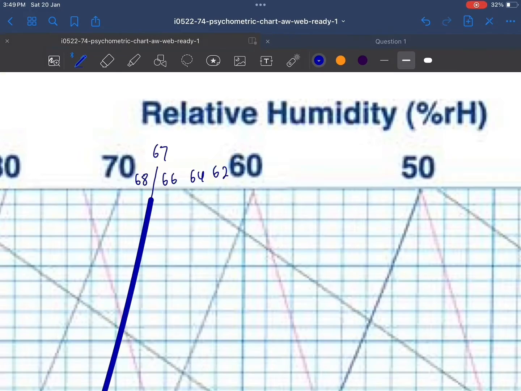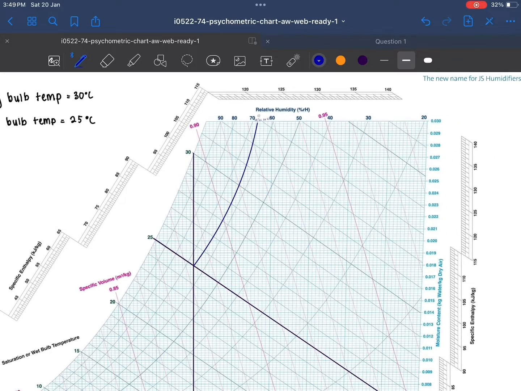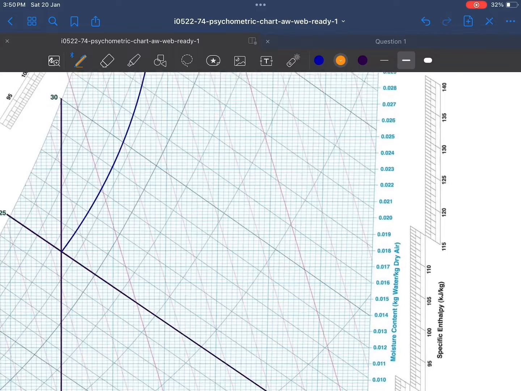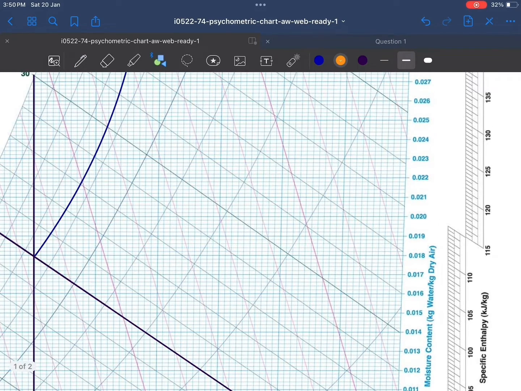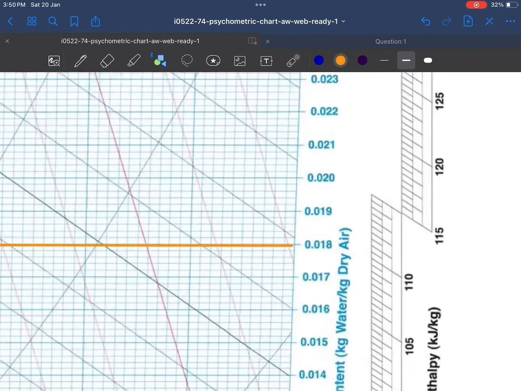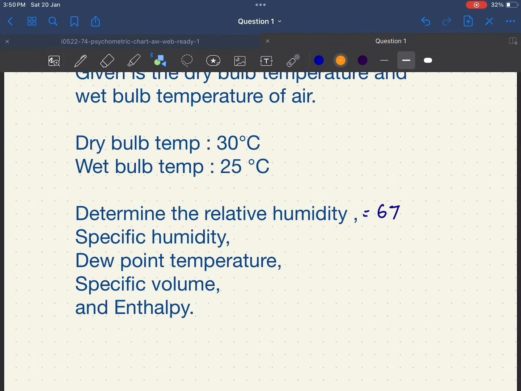And then we're going to find specific humidity. We're going to draw a horizontal line from the intersection. I'm going to use the color yellow, orange. Draw a line from the intersection. Then we get our value for specific humidity, which is 0.018.